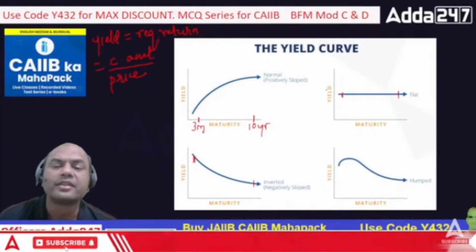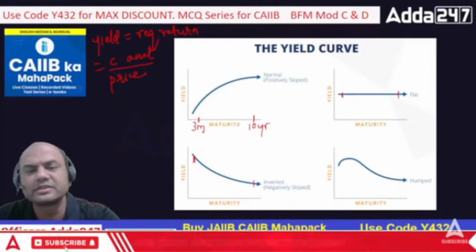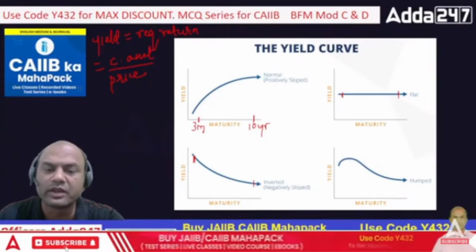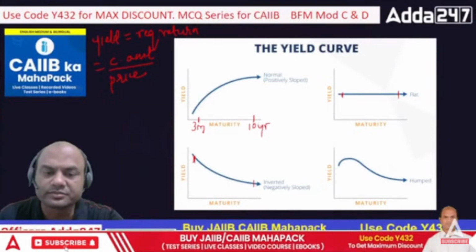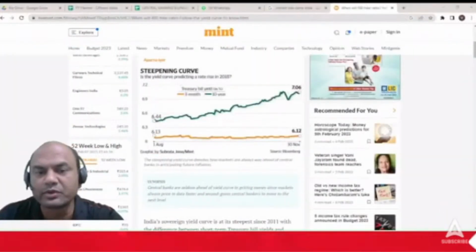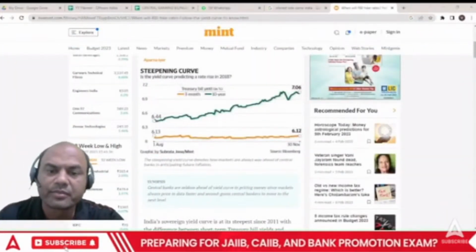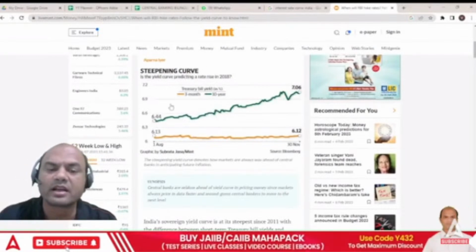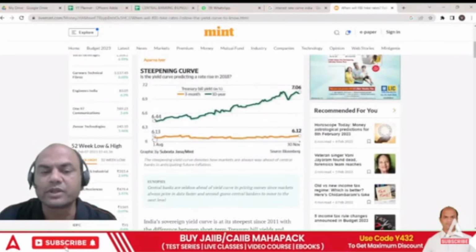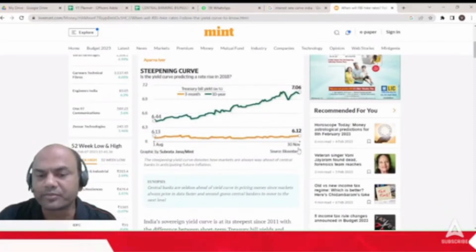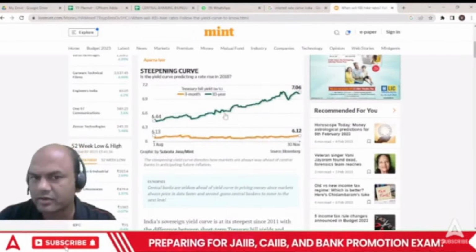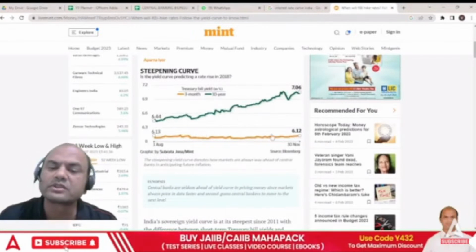Now I'll show you one live, because that will give you a better picture, isn't it? Let's go live over here. Let me show you this Mint article. See this, in this Mint article, look at this curve. This is from 1st August to 30th November. Always remember, these curves are plotted for a shorter period.